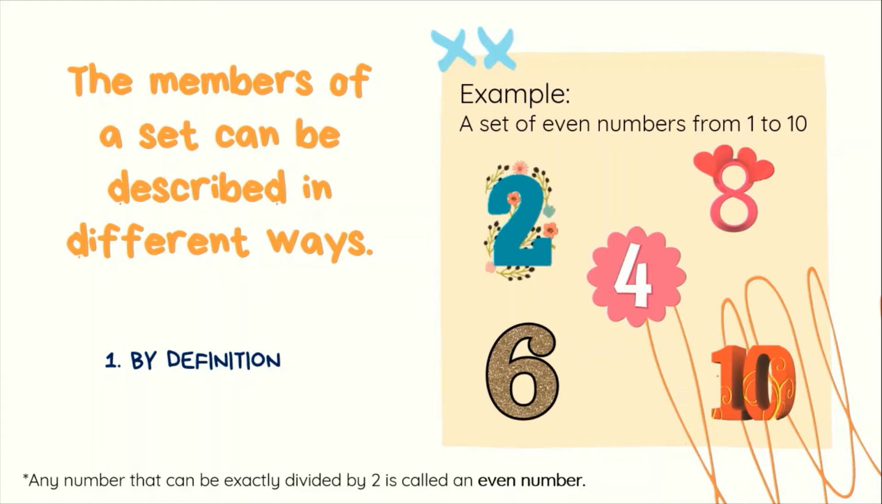to 10. Pero bakit kaya walang 1, walang 3, walang 5, 7, or 9? That is because those numbers are not even numbers. Though kasama sila sa counting numbers from 1 to 10, the given set is only describing the even numbers from 1 to 10. Therefore, those numbers that are not even are not members of the set. Hindi sila kasali.